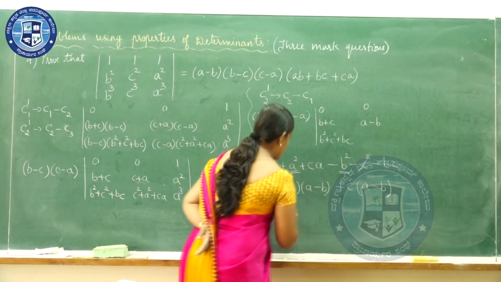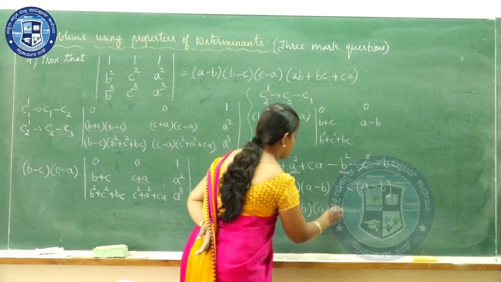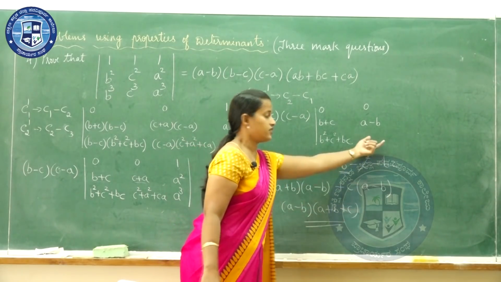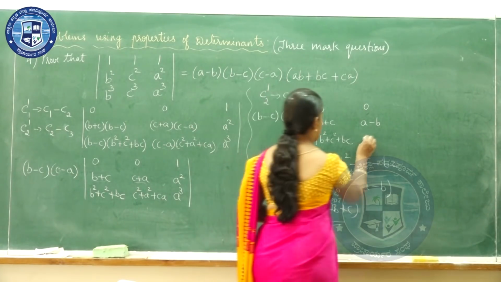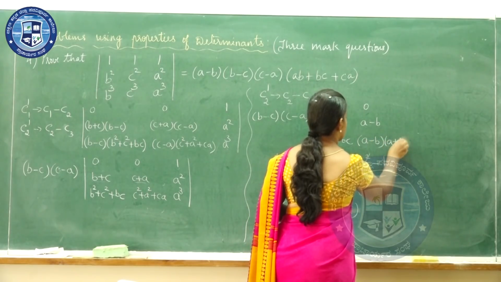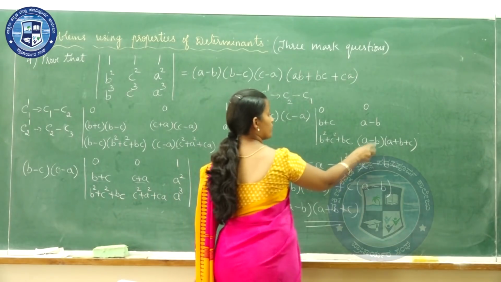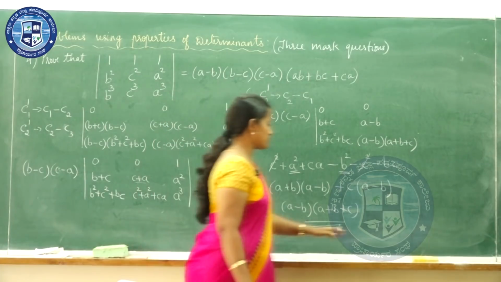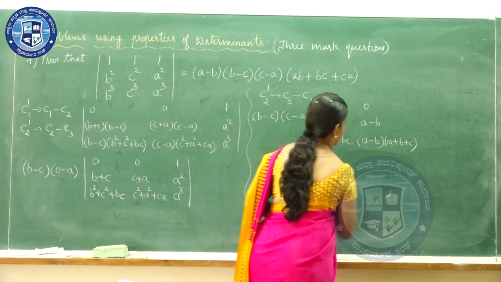Now a minus b is common, take it out. What will remain is a plus b plus c. So I will write this final answer here. Do these calculations at this side and write this answer here. So a minus b into a plus b plus c. When you do this minus this, you will get this on simplification. Okay, you can write this down at the side for later reference.